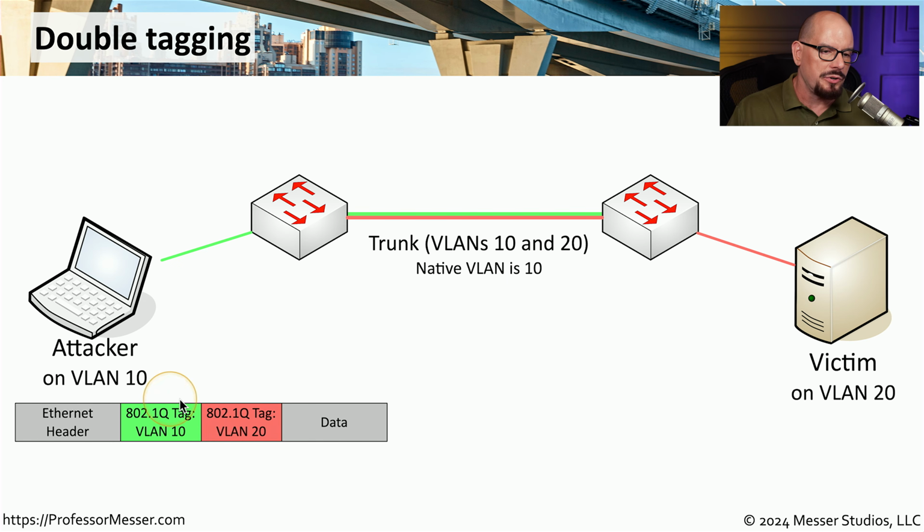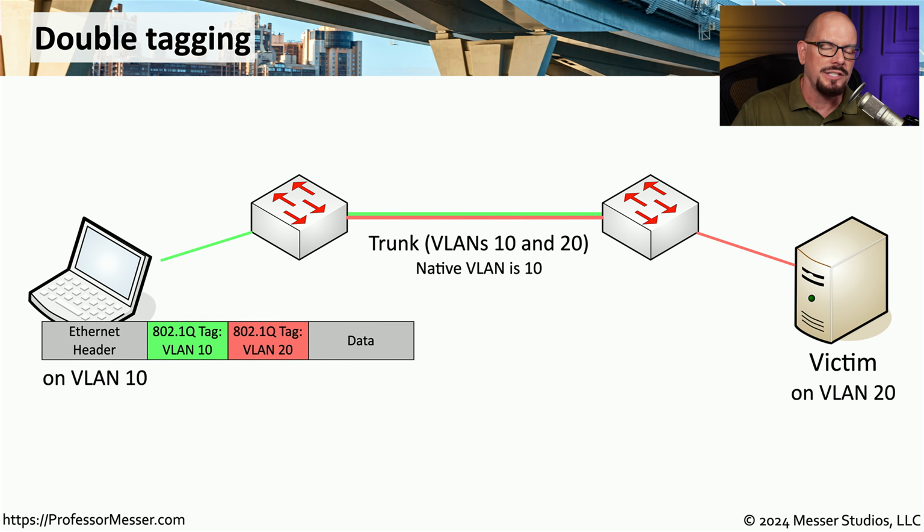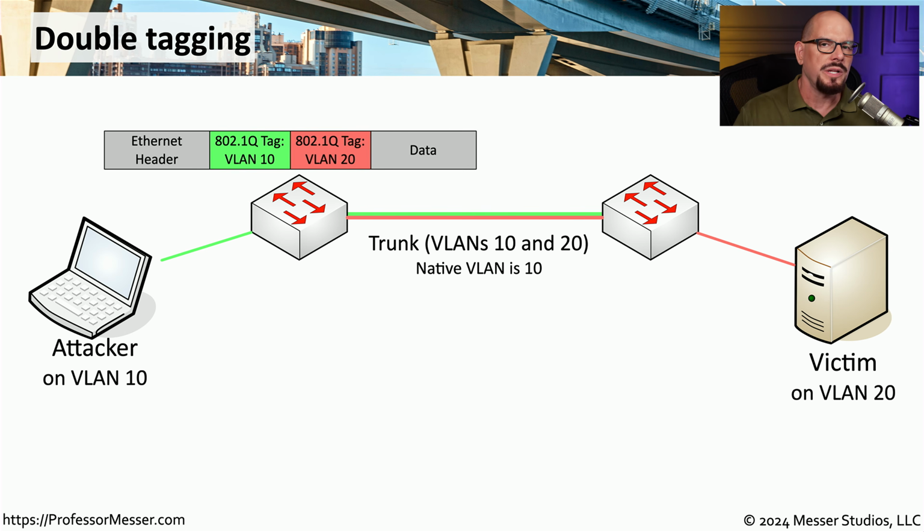The attacker is going to create a frame that has two tags inside of it. One of the 802.1Q tags is for VLAN 10, and the other tag is for VLAN 20. For the first step, the attacker sends the entire frame to the next switch down the line. That switch will interpret the first tag it sees in this frame, which in this case is the VLAN 10 tag. So this switch knows that it should put this data onto VLAN 10 after removing that VLAN 10 tag from this frame. And that's exactly what happens next.